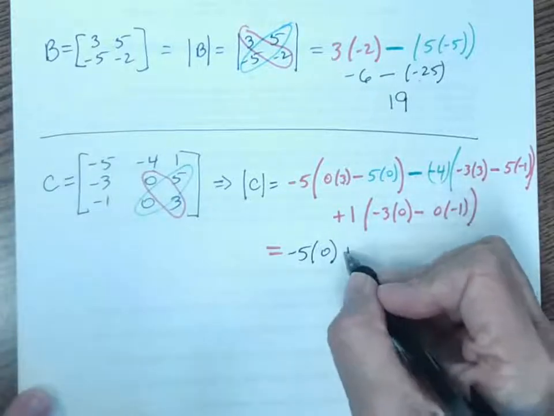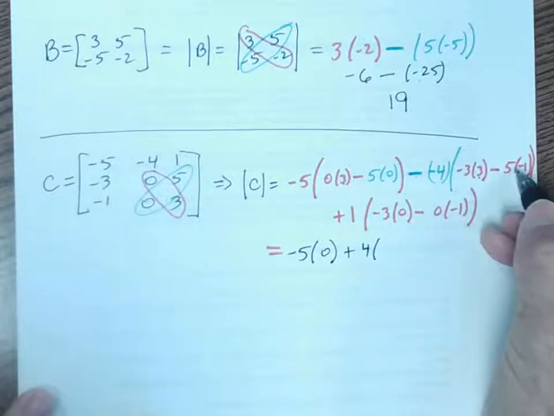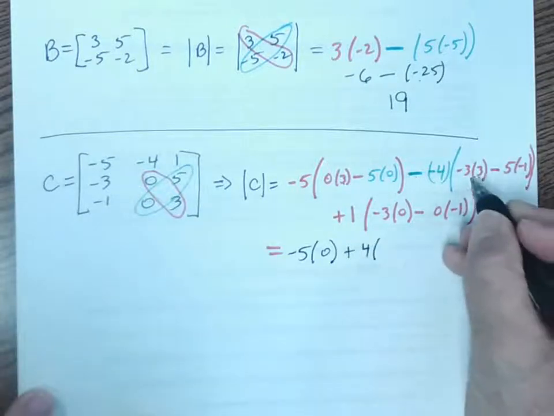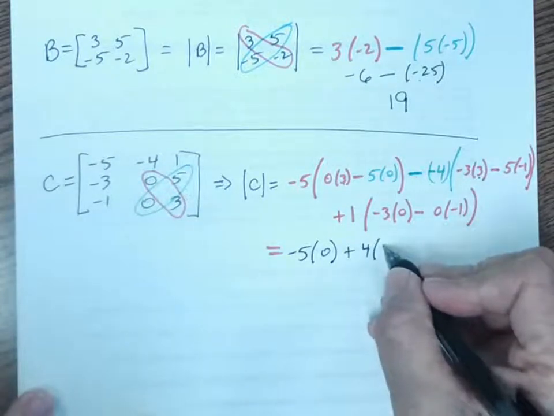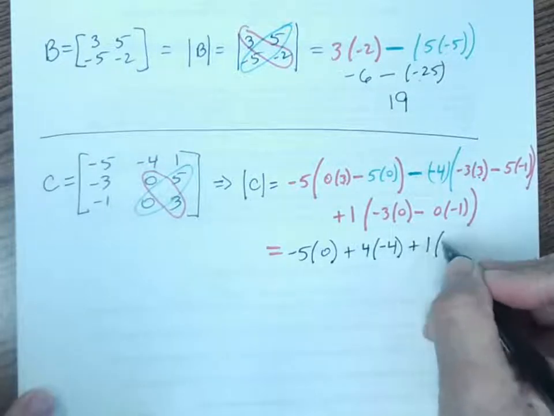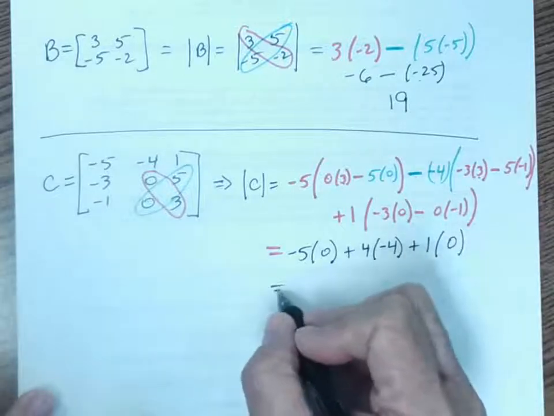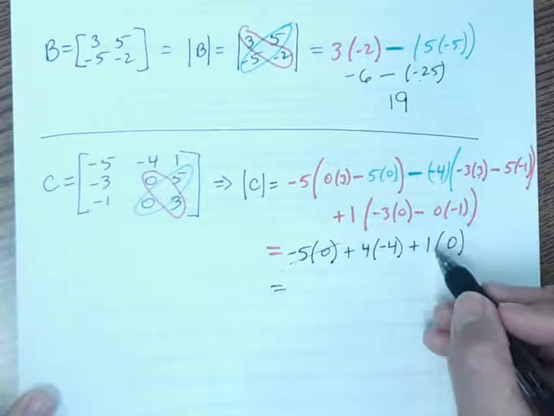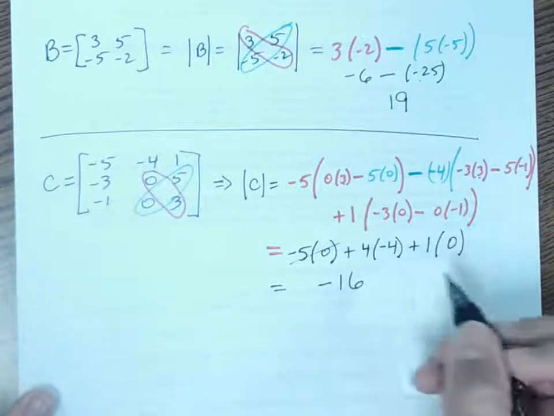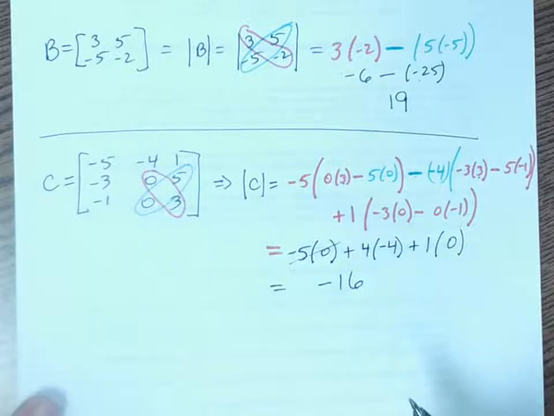Minus a negative 4 is going to give me a positive 4 times -9. This is -5, and I'm subtracting, so that's positive 5. So -9 plus 5 gives me a -4 there, plus 1 times 0 minus 0 is just 0. So this term becomes 0. This term is 0, so I end up with just -16. -16 is the determinant of matrix C.